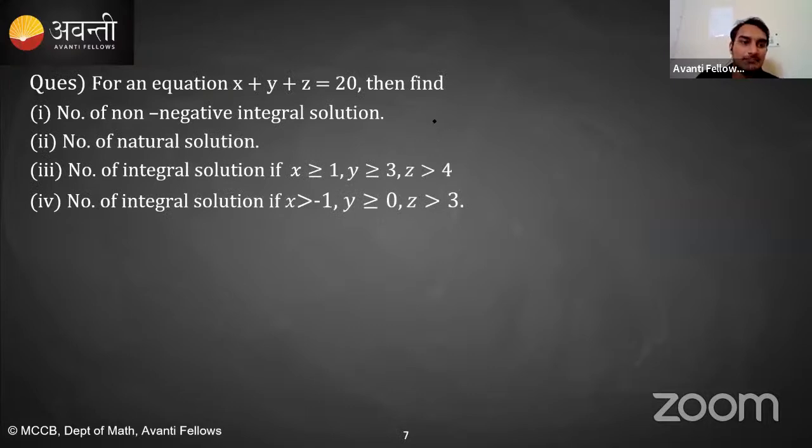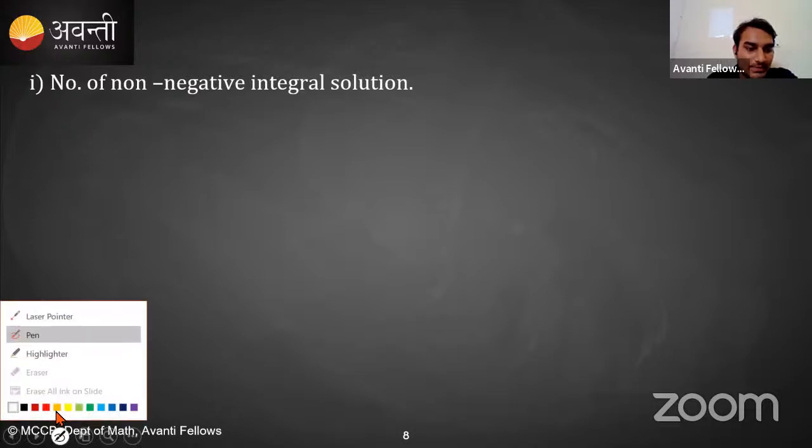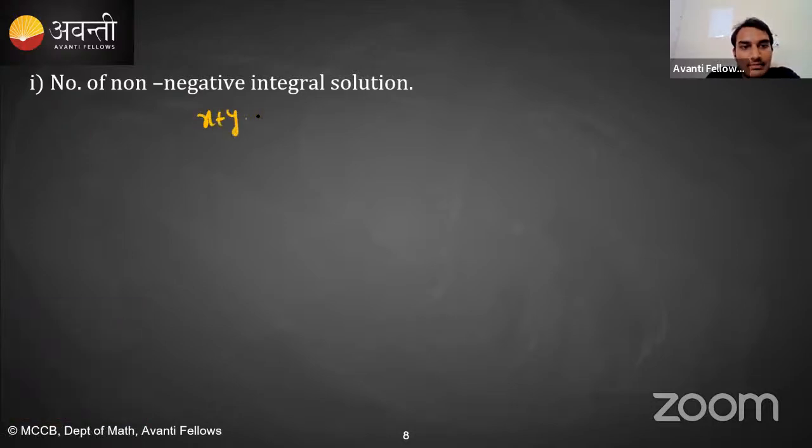The first question is that for the equation x plus y plus z is equal to 20, find first the number of non-negative integral solutions. This is quite simple, we have just studied that x plus y plus z is equal to 20, and number of non-negative integral solutions means that x, y and z should each be greater than or equal to 0. So it is the same as saying the distribution of 20 identical objects among 3 persons, right?